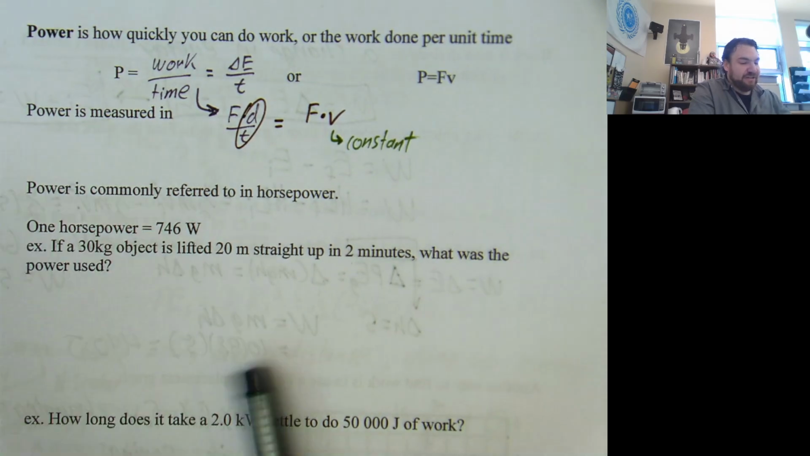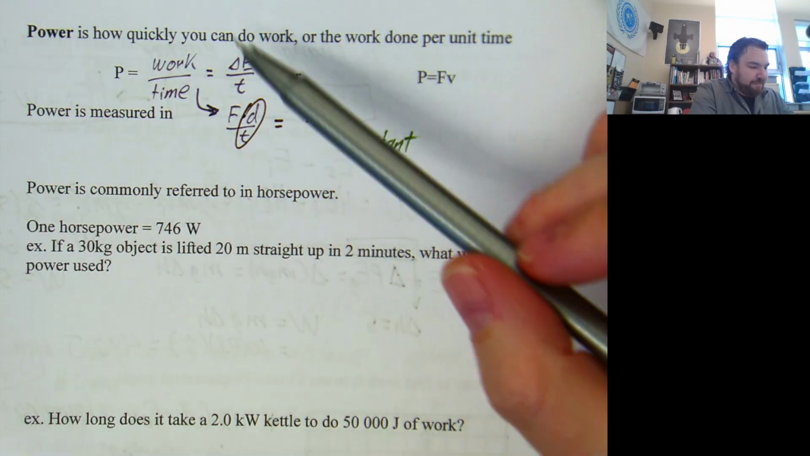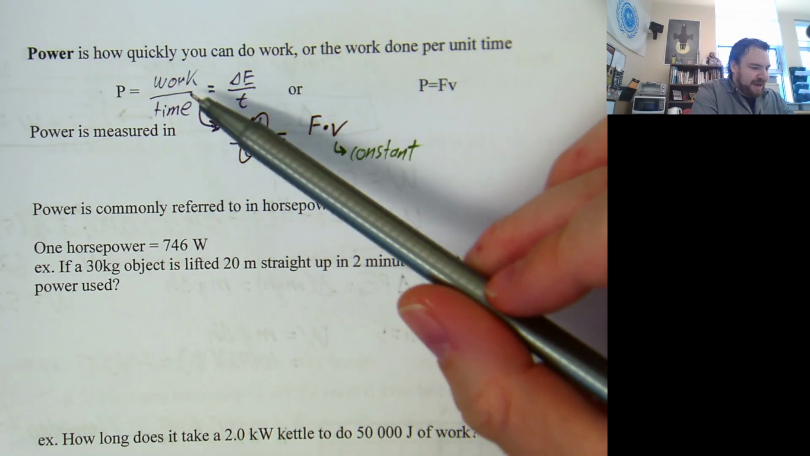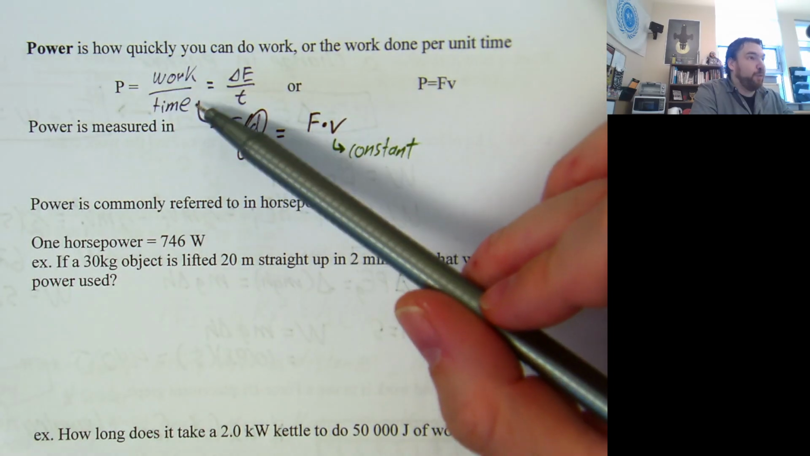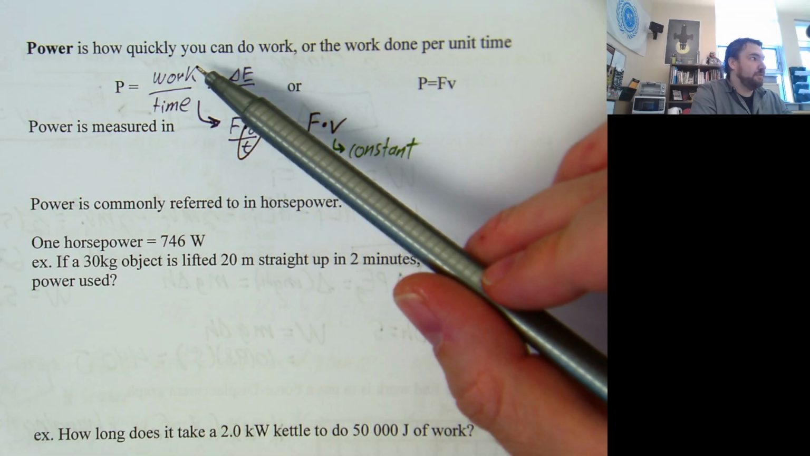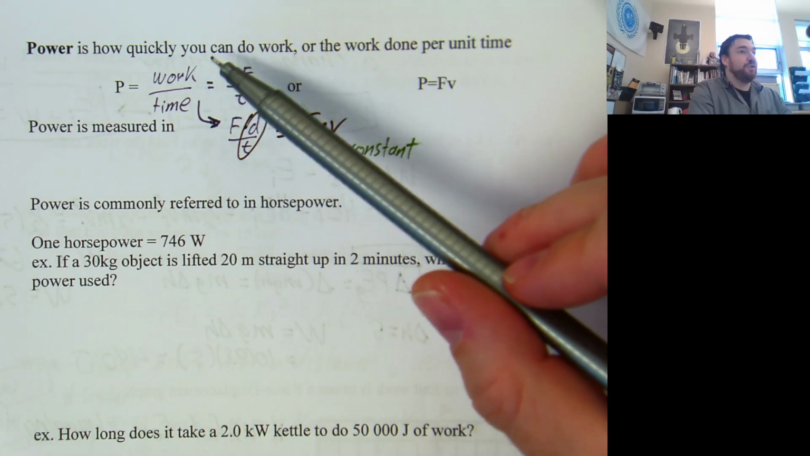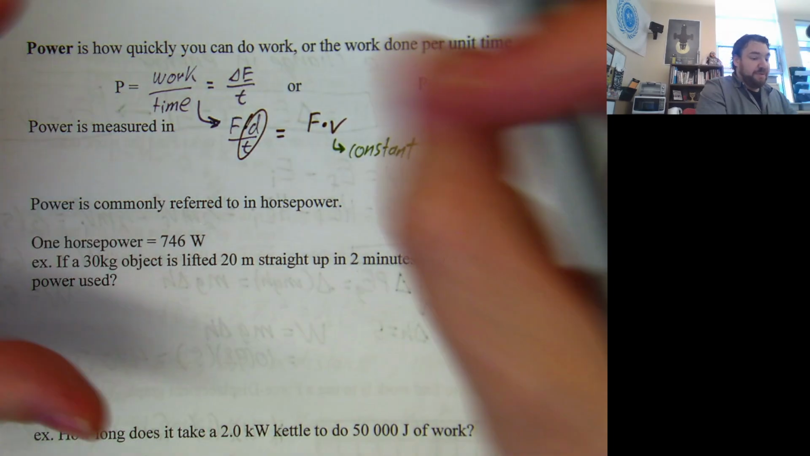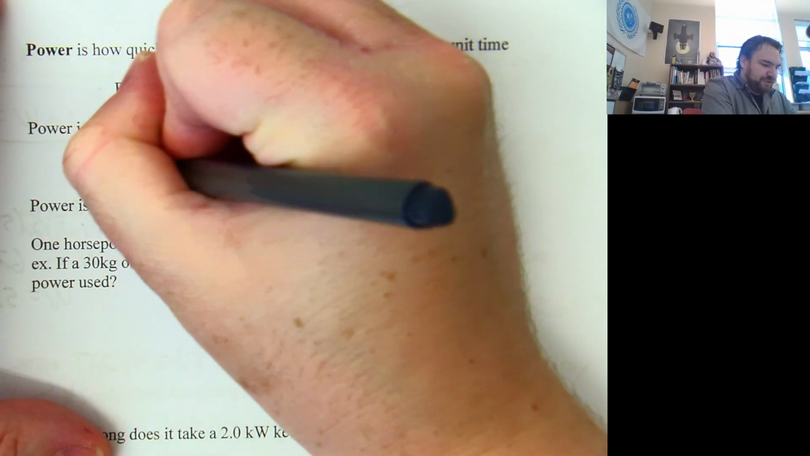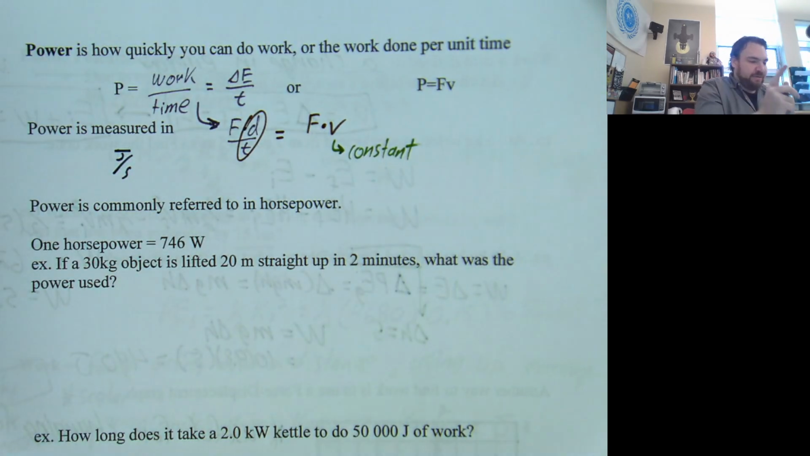Okay, so let's look at what these things are measured in. We've got a few different expressions for this. Power is equal to work over time. Work is measured in... what are the units for work? Joules, because work is a change in energy. So power is going to be measured in joules per second.